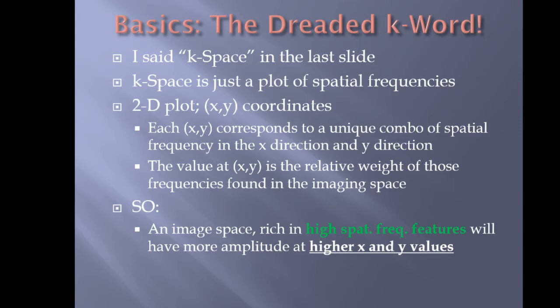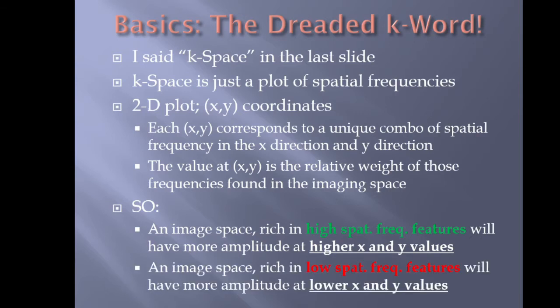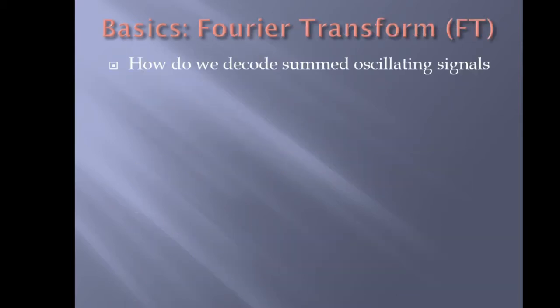An imaging space that's rich in high spatial frequency, the top shelf on the bookshelf, is going to have more amplitude at high X and Y values, thus in the periphery of the 2D Kspace plot. That's where your high spatial frequency information is. An imaging space rich in the low spatial frequencies, the face-out books, is going to have more amplitude at lower X and Y values. Low spatial frequencies are found in the center of Kspace, where X and Y values are small. Everyone follow that? Okay. A little bit more on Kspace later.